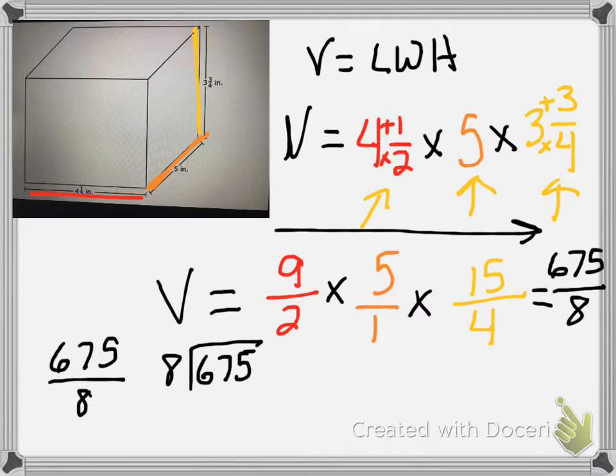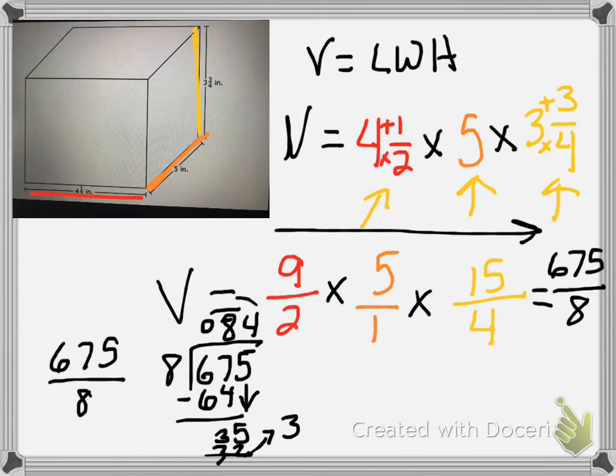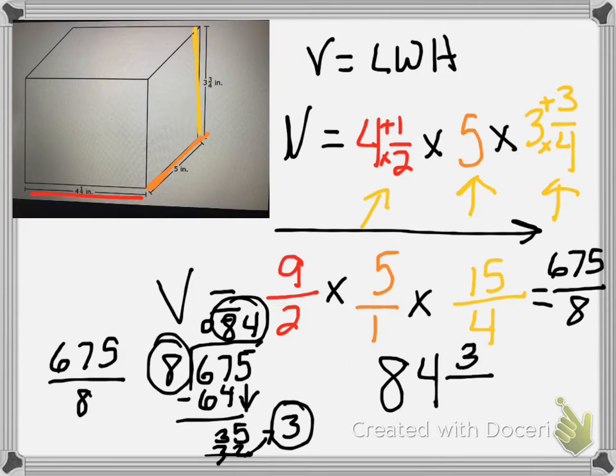So 8 into 6 goes 0 times, 8 goes into 67, 8 times 8 is 64. We're going to subtract that, we get 3, bring down our 5. Now 8 goes into 35 4 times. 4 times 8 is 32, running out of room. And when we subtract, we get 3. Okay, so we have a whole number of 84, and then our remainder of 3 goes up here in the numerator, and we keep this 8, which is the denominator, the same.